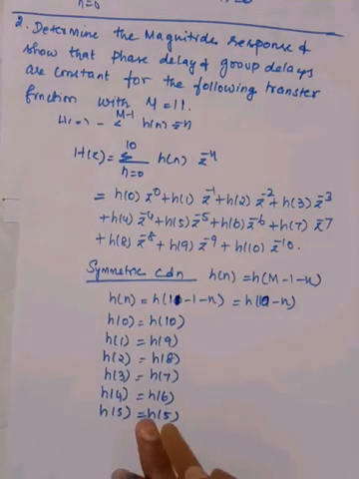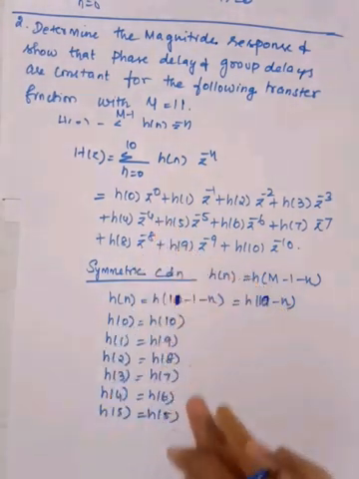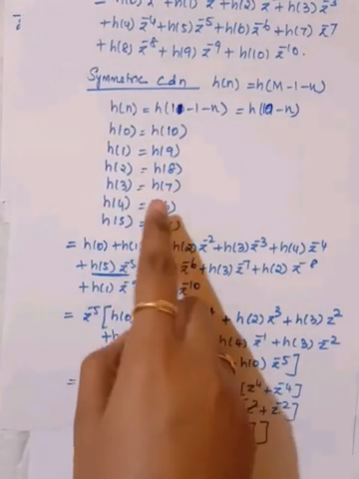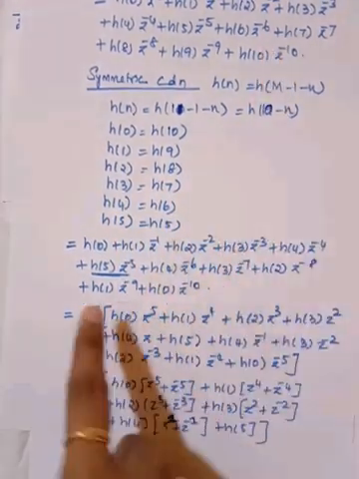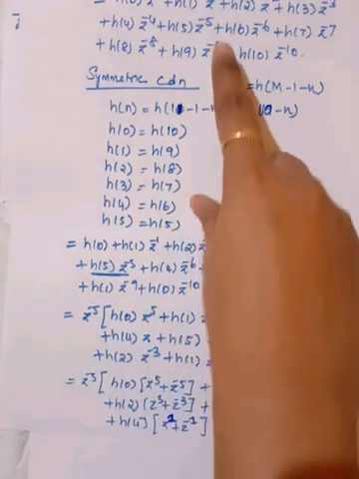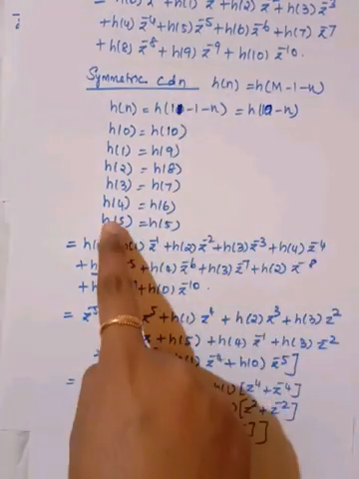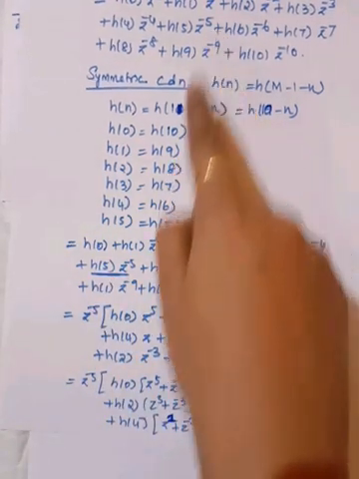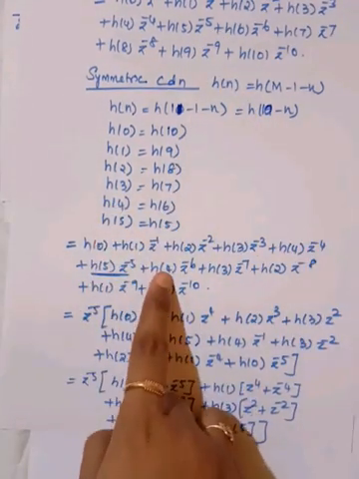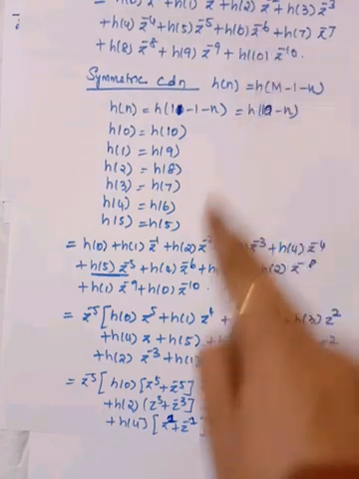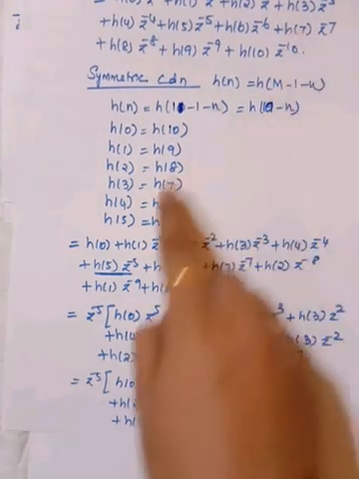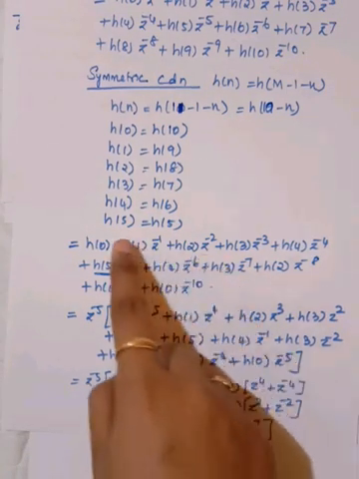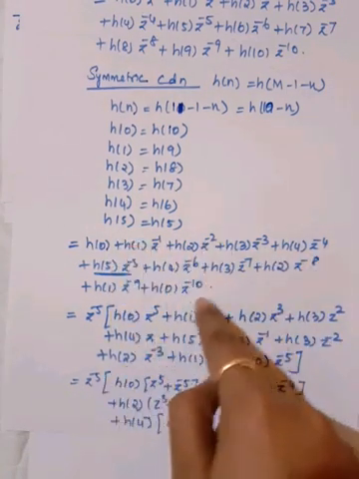Now I am going to apply this symmetric condition and simplify this one. After substituting all these values in this equation, instead of h of 5 the same thing, no equivalent, so I am getting h of 5. Then h of 6 is equivalent to h of 4, so I am substituting h of 4 instead of h of 6. Then for h of 7 the equivalent is h of 3, so I am substituting h of 3 here. Similarly I am substituting all the equivalent values.